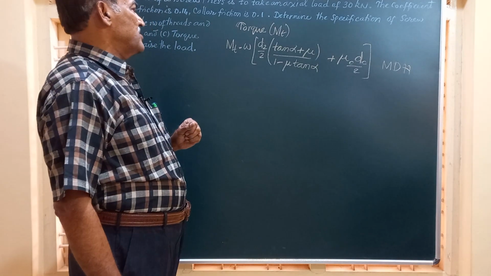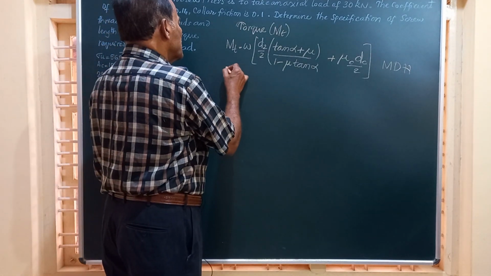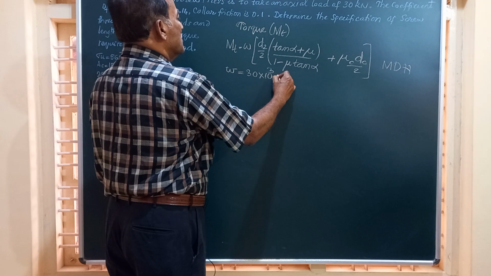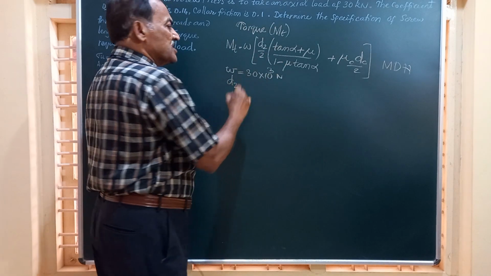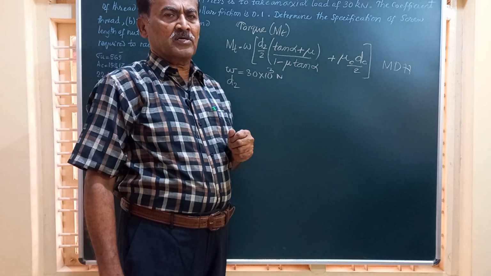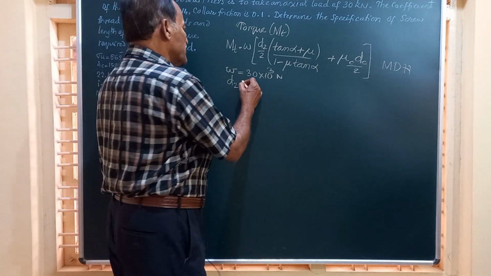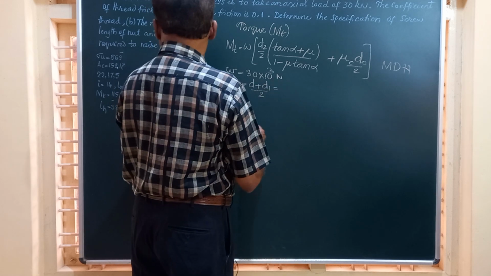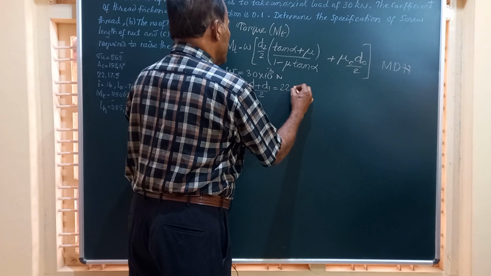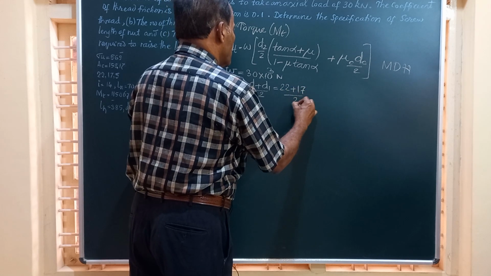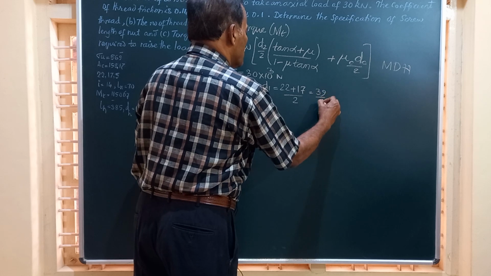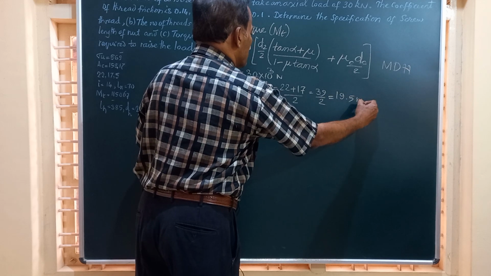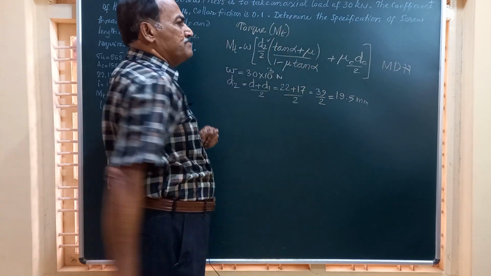Friends, let's see what these values are. The value of W is the load, that is 30 into 10 to the power of 3 Newton, and D2 is the mean diameter of the screw rod. It is outside dia plus inside dia by 2. That is (D plus D1) by 2. Outside dia is equal to 22, inside dia 17, by 2. So this is 39 by 2, which comes to 19.5 mm as the mean dia. That's the value of D2.